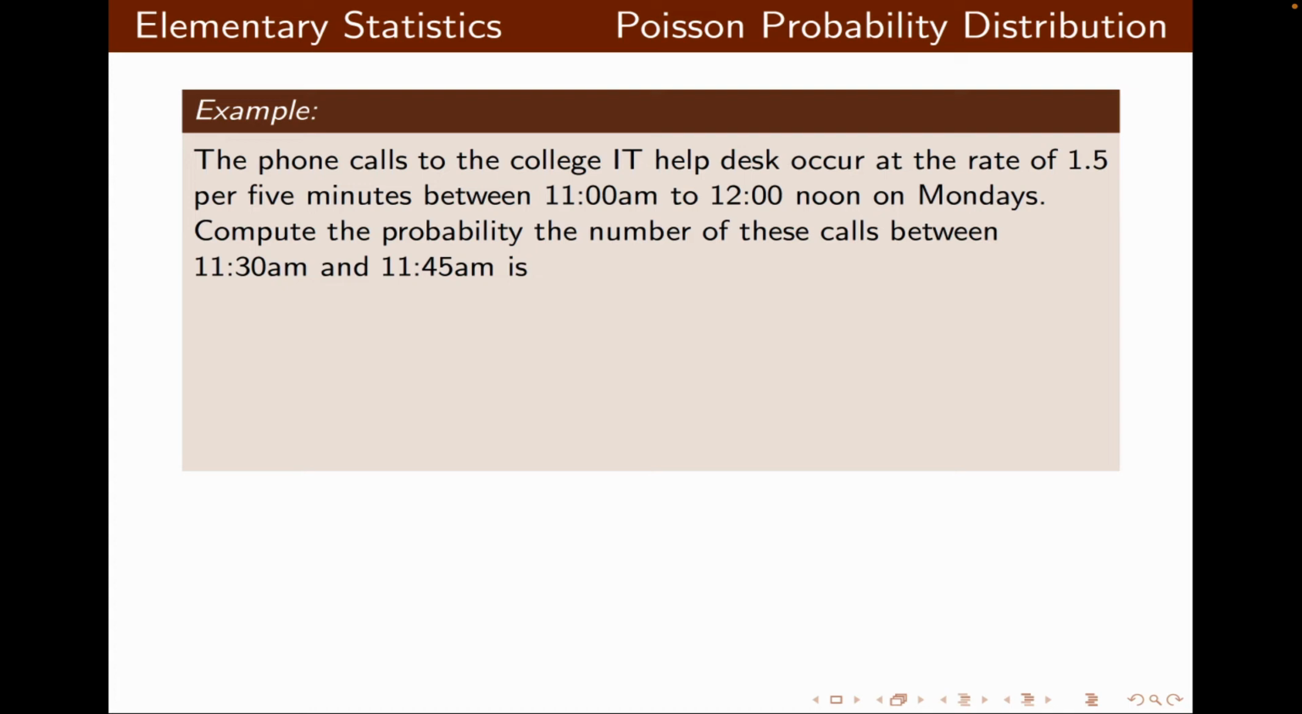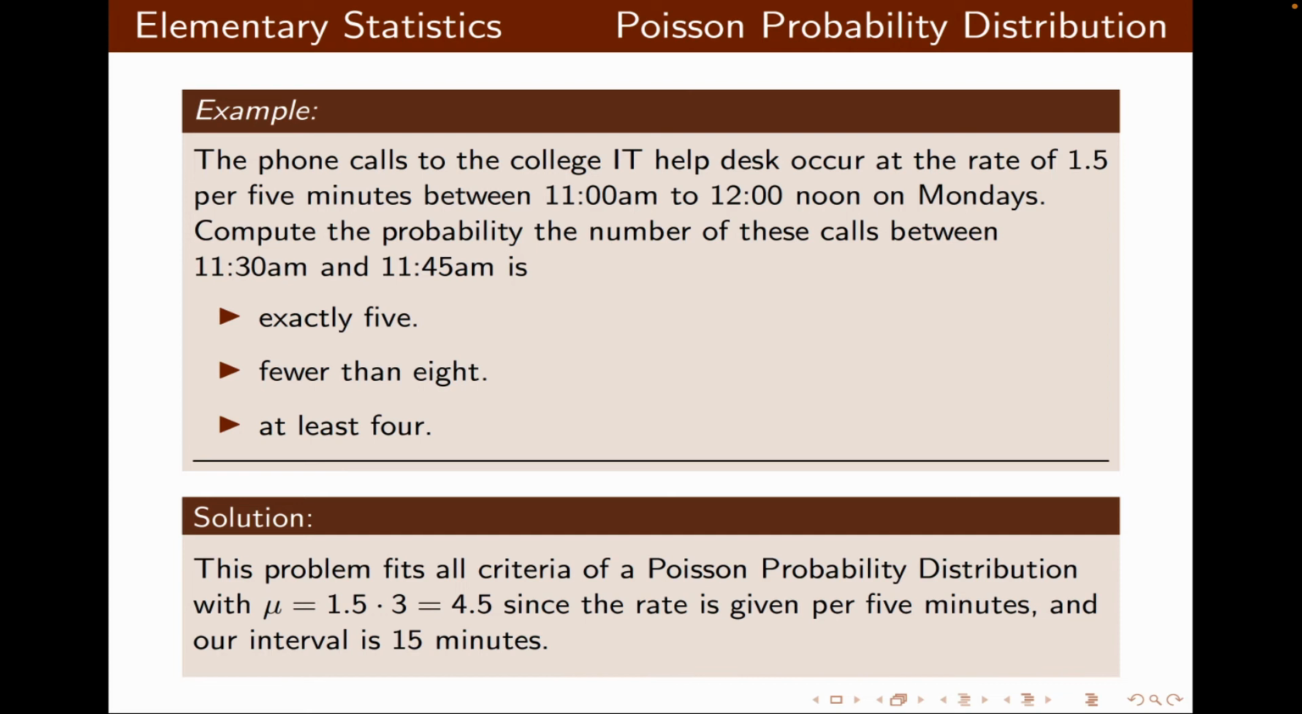Now in this example, the phone calls to the college IT help desk occur at the rate of 1.5 calls in average per minute between 11 a.m. and 12 noon on Mondays. We want to compute the probability for the number of calls between 11:30 and 11:45. What's the probability that they get exactly 5 calls, they get fewer than 8 calls, and they get at least 4 calls?